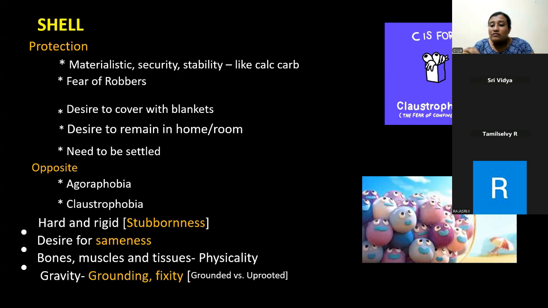And they'll be having physical symptoms related to bones, muscles, and tissues. They'll be speaking about this need to be grounded, need to be fixed, because that is stability and security for them. Otherwise, their survival will be at problem. So these are the features of shell.